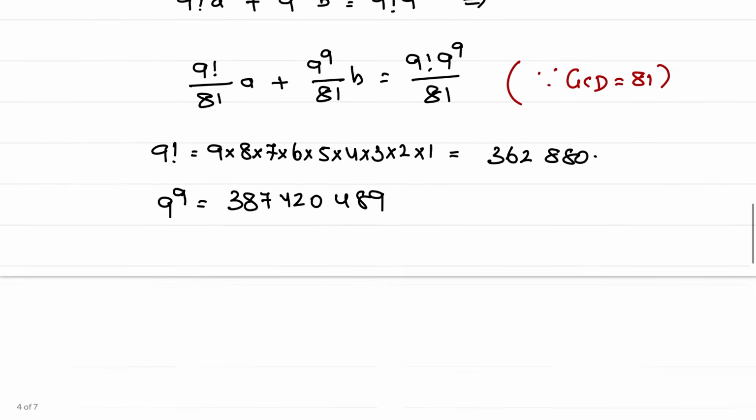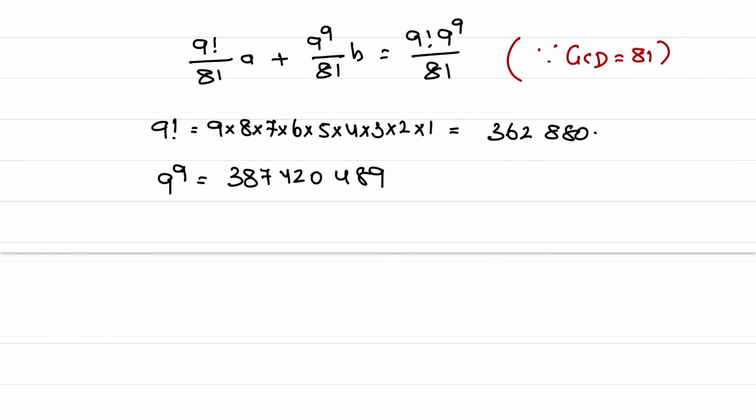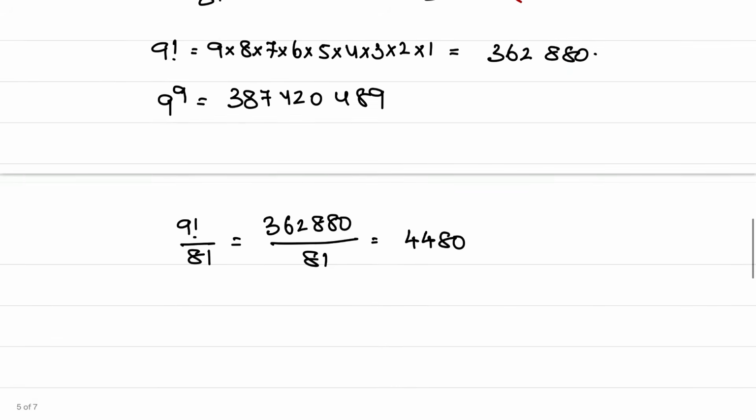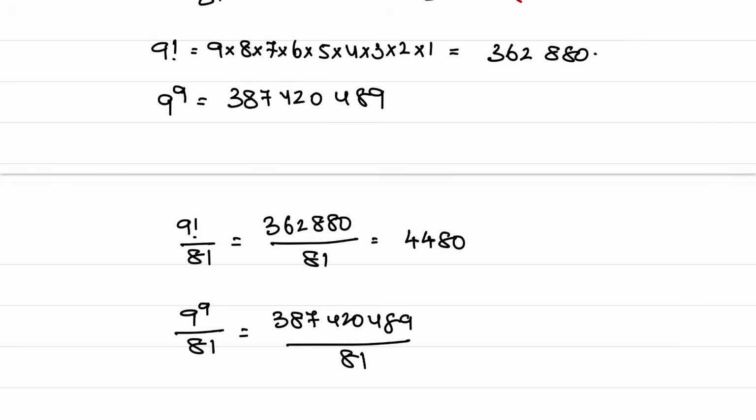That means, what is 9 factorial by 81? It is equal to 362,880 divided by 81, which is 4480. And 9 to the power of 9 by 81 is 387,420,489 divided by 81, which is 4,782,969. This is the value.